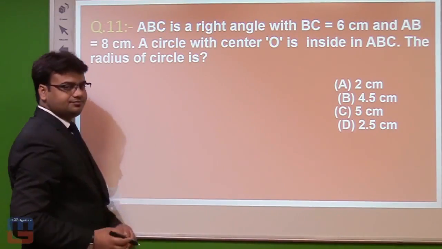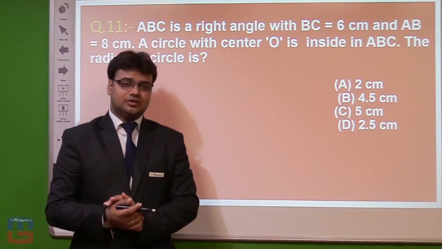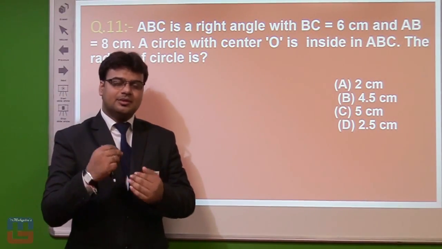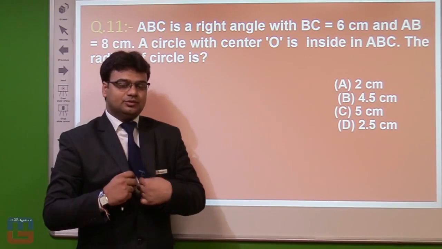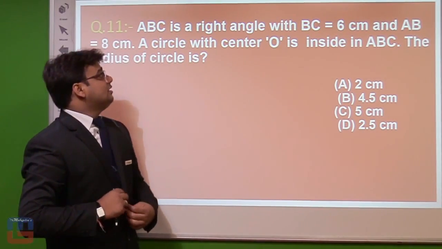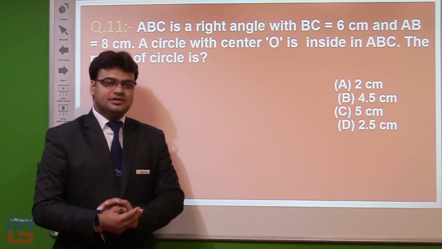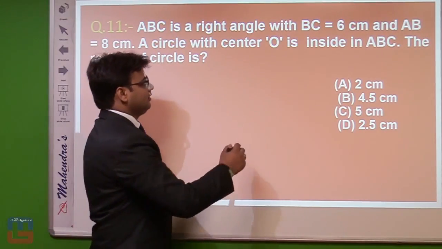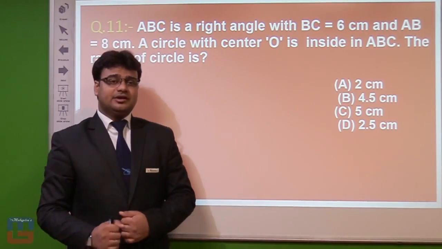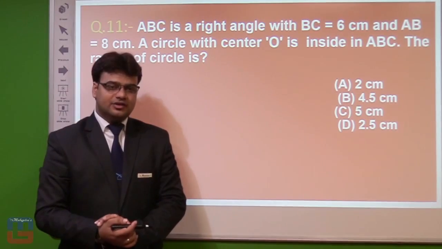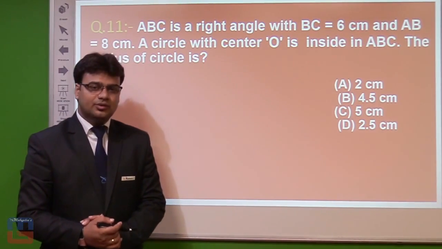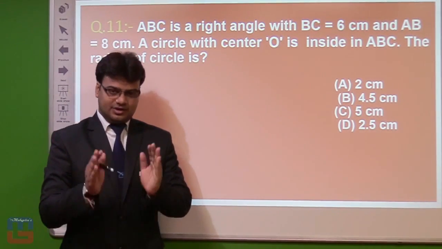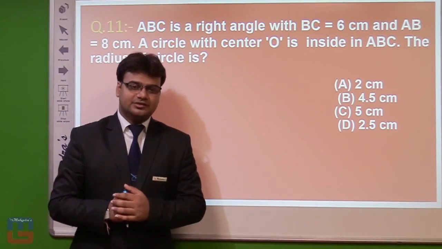What is the next question? This question is also based on geometry. Here we discuss some important questions of ST72. Triangle ABC is a right angle triangle, BC is 6 centimeters and AB is 8 centimeters. A circle with center O is inside triangle ABC. Then find the radius of the circle.